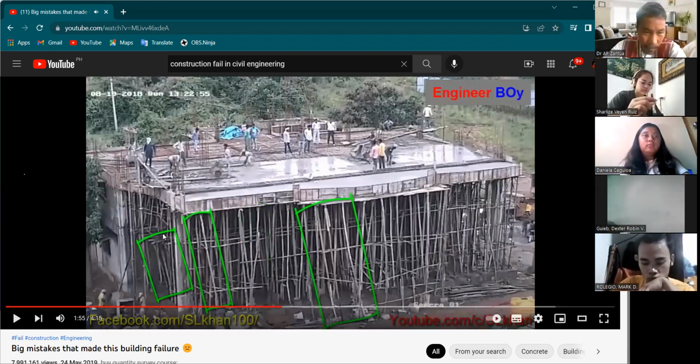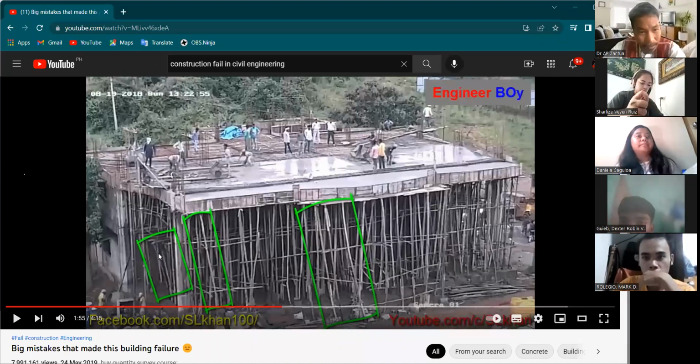Take note of this part. This is supporting the slab above, but take note of the angle. It is, I think, better if the angle is going like this one, like this. This is the correct angle of support, unlike this one.